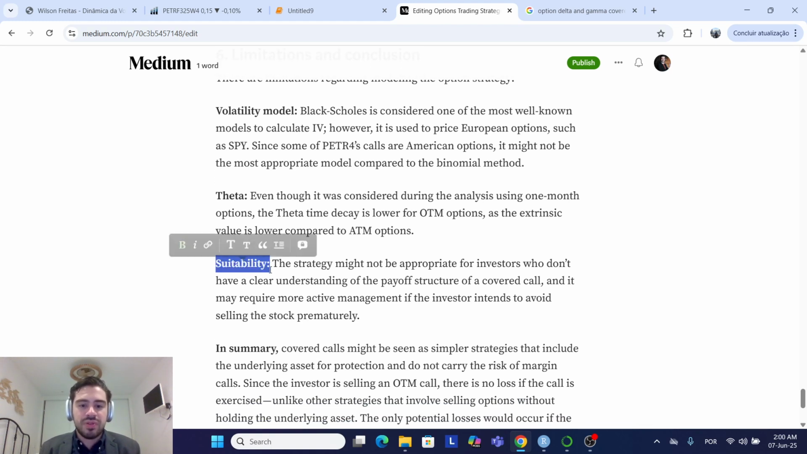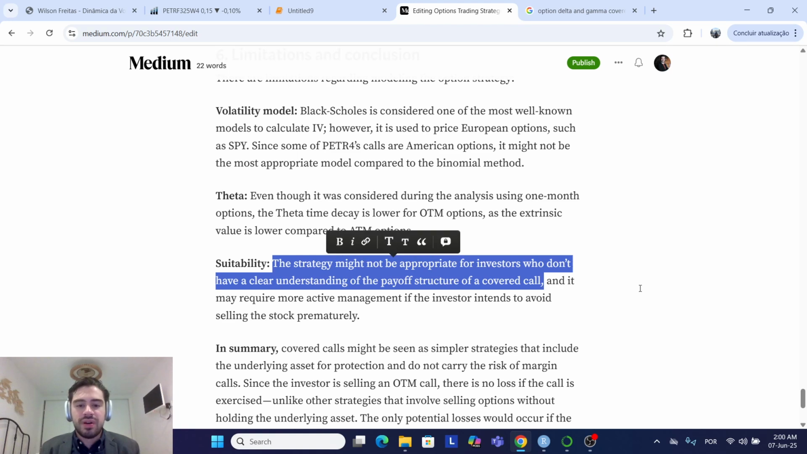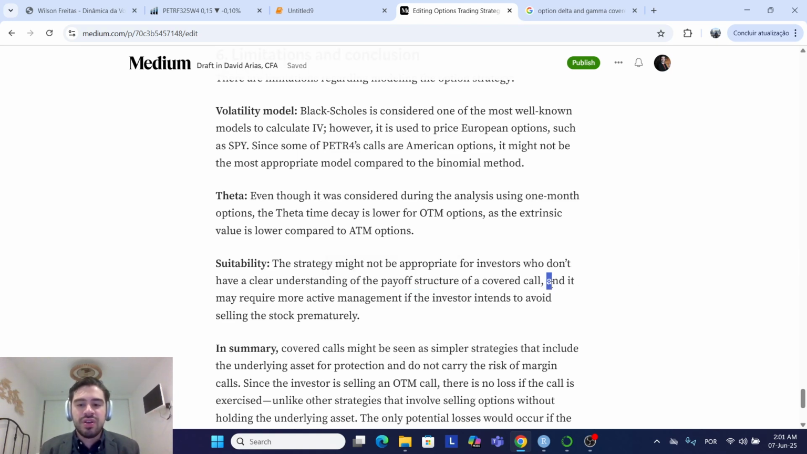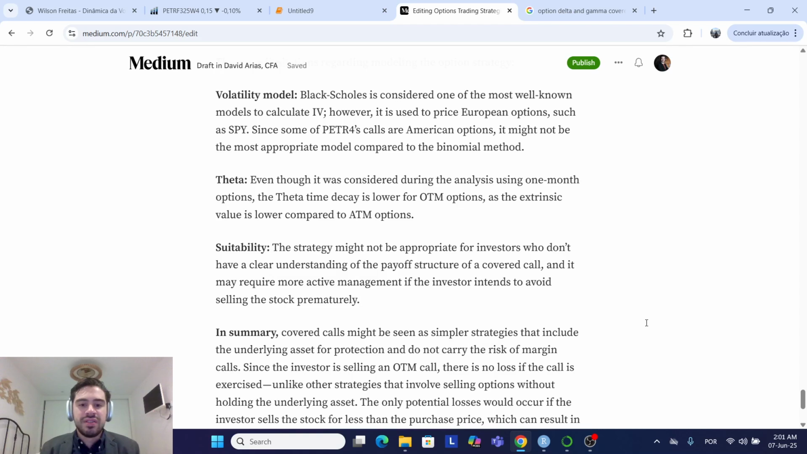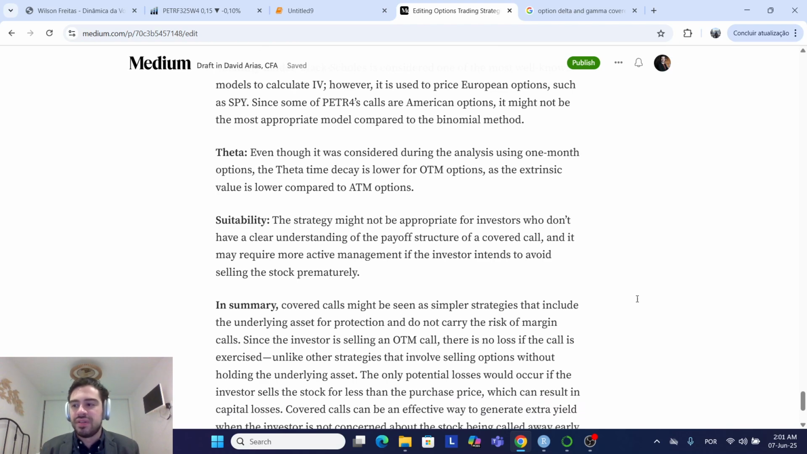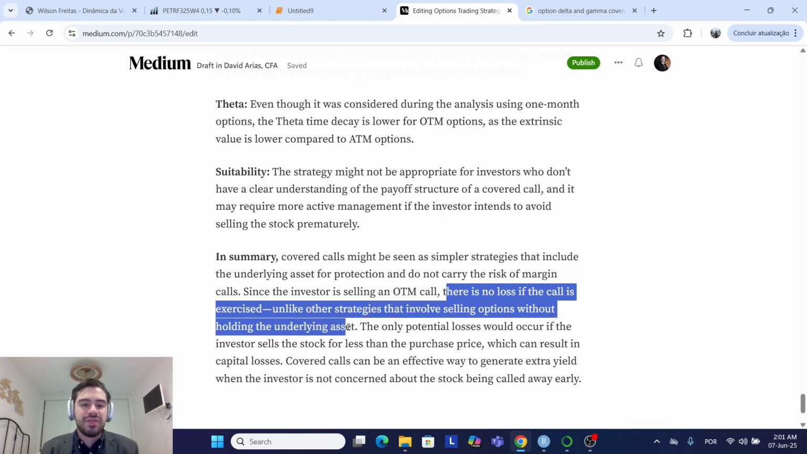There's also the thing about suitability: investors doing this strategy should know very well what's happening with the payoff structure and all the risks, like triggering capital gains and suddenly reducing their position because the call was exercised. Well, as I said before, there's no loss if the call is exercised if I sold it out of the money. This can be kind of a light strategy.